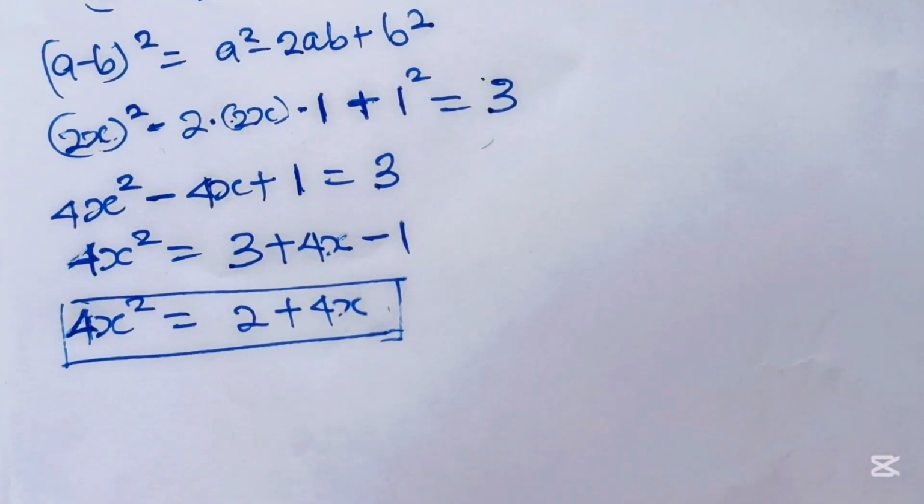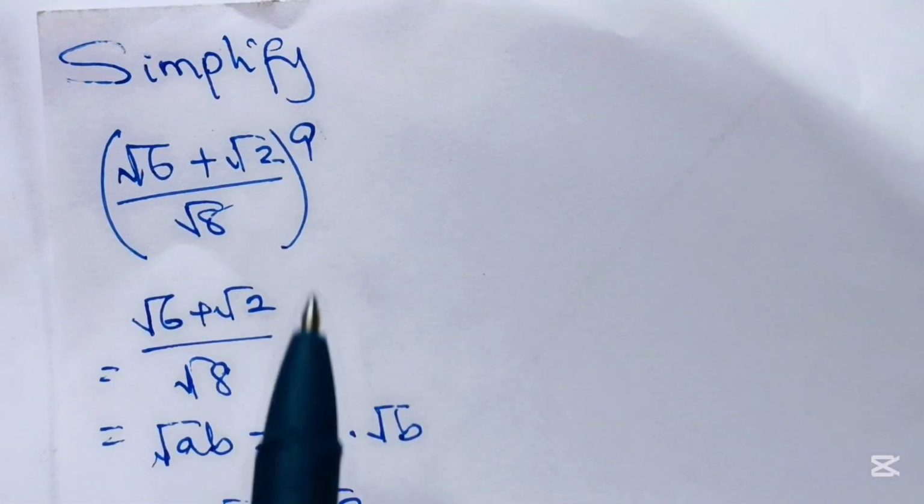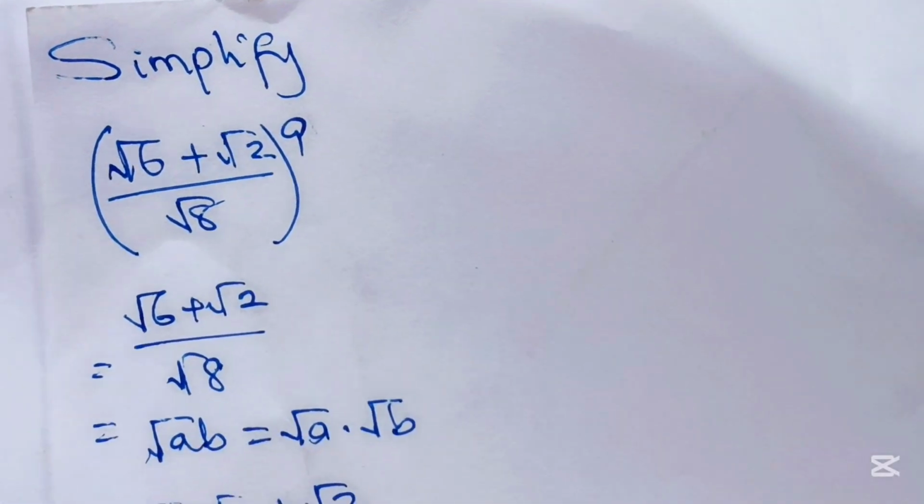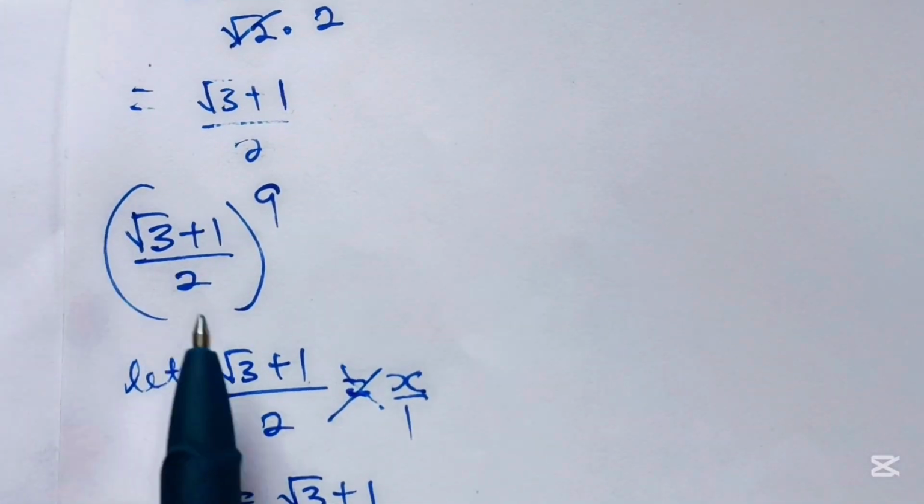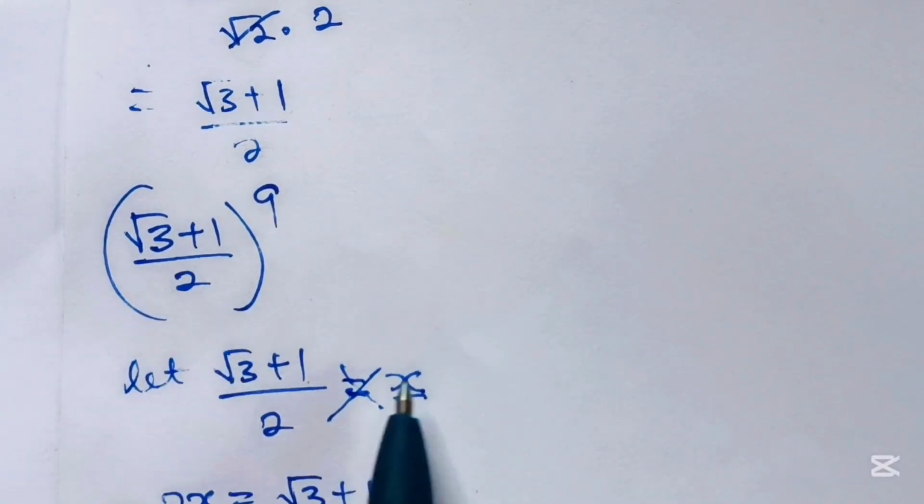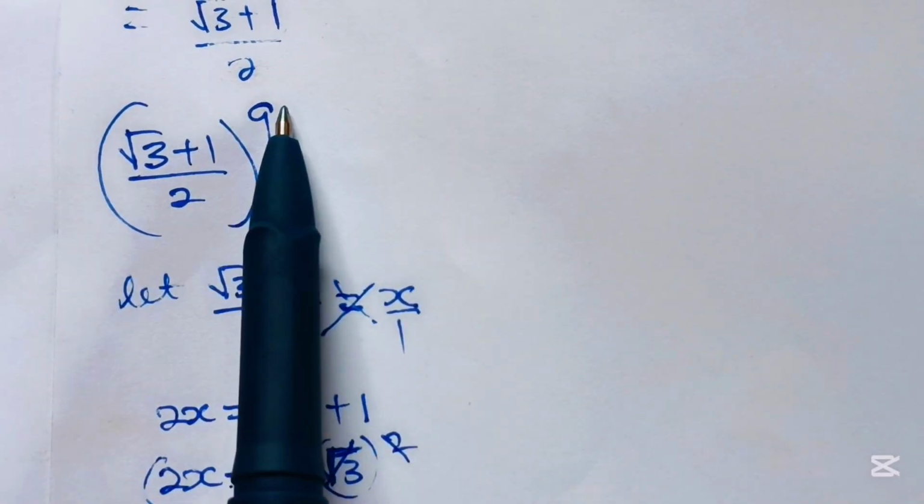Now let me explain what I'm doing. Remember, we are asked to simplify this. This is what we are asked to simplify, and we simplified it to this. Now if we say let this be equal to x, that means we're actually solving for x to the power of 9.